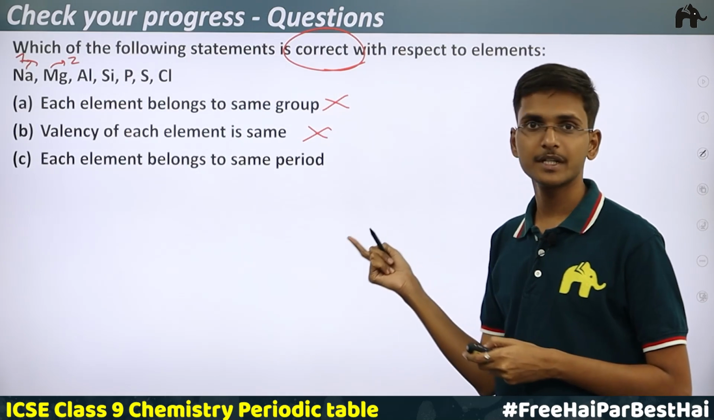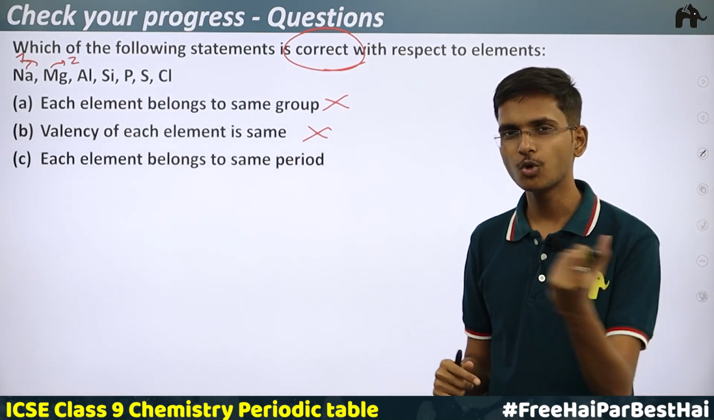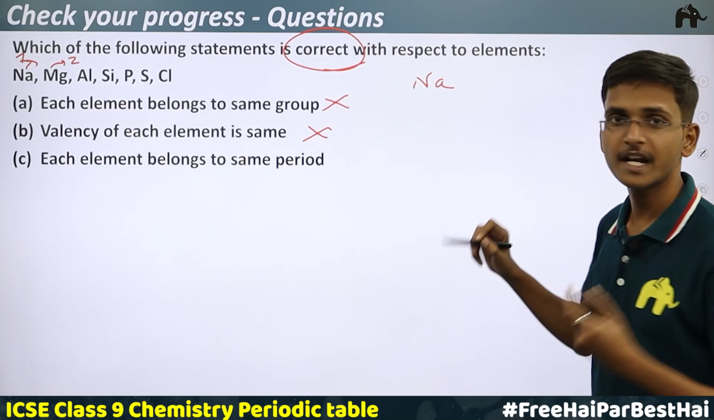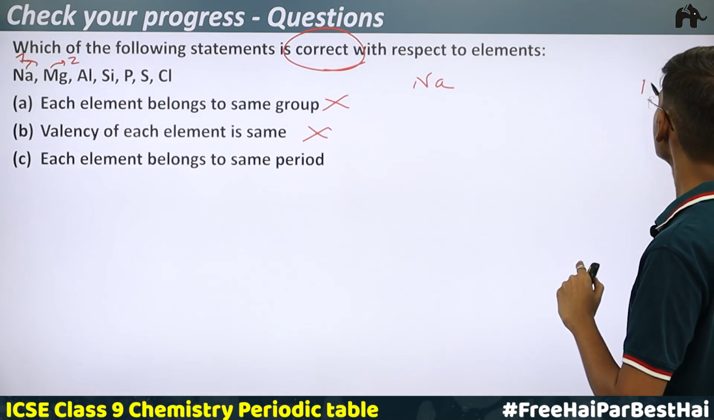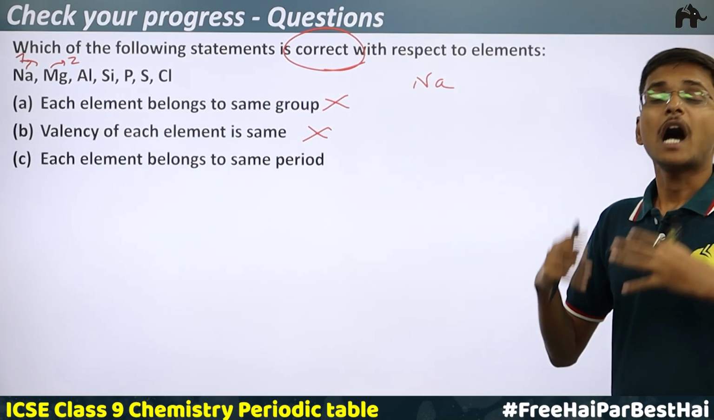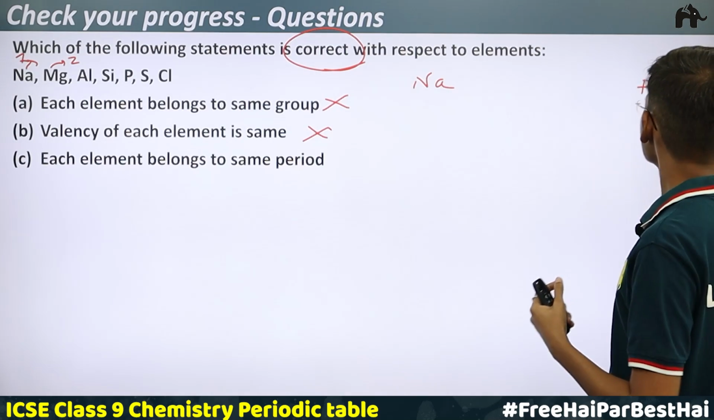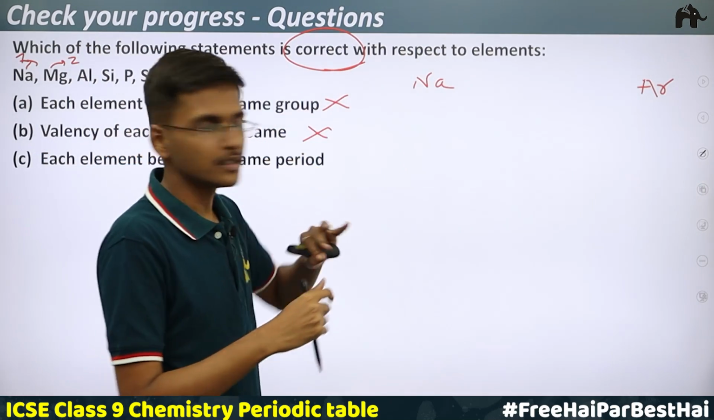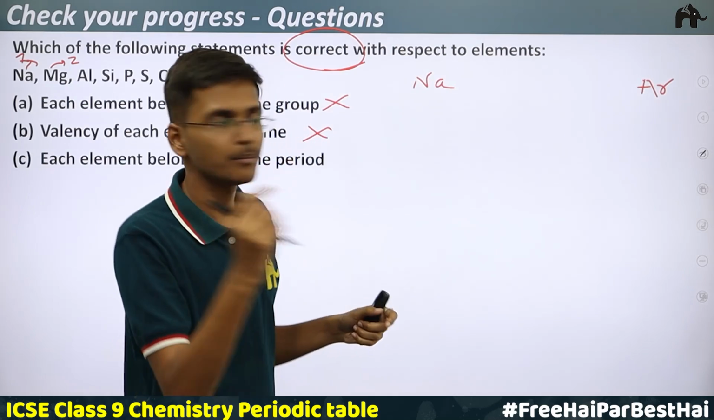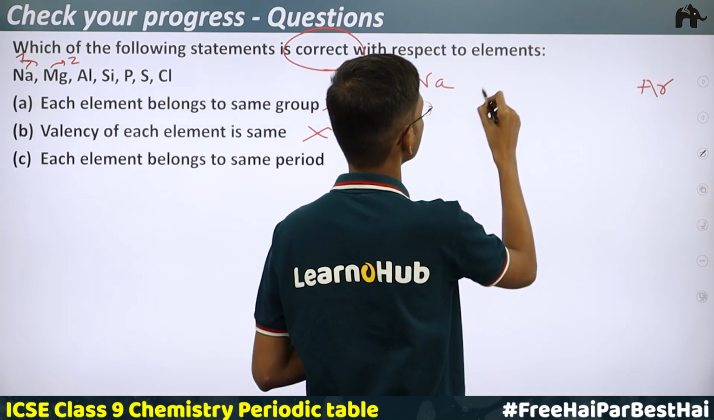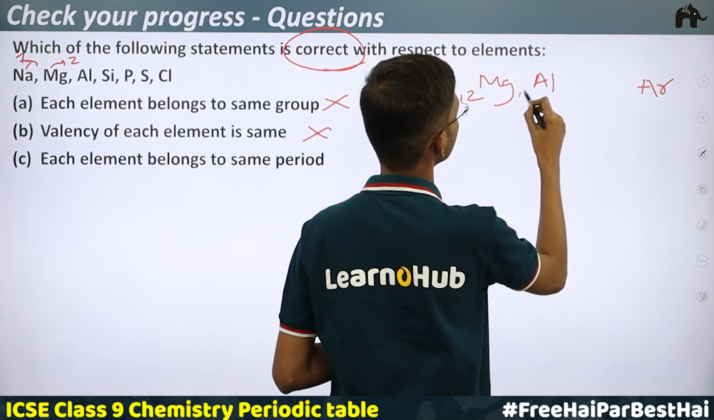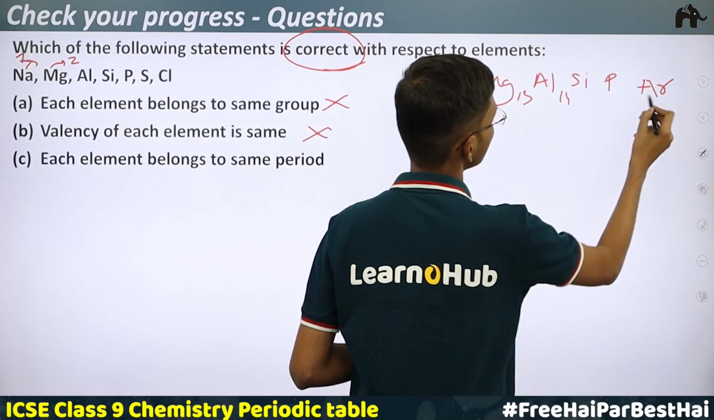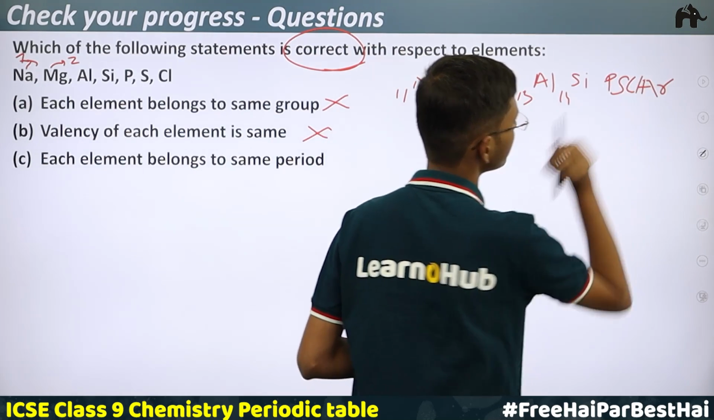Then, each element belongs to the same period. Can you just go through the periodic table? The third period starts from sodium and ends with argon. If I start writing the names of the elements in increasing order of their atomic number, sodium is 11. So sodium, magnesium, aluminium, silicon, phosphorus, and then sulfur, chlorine, and then comes argon.